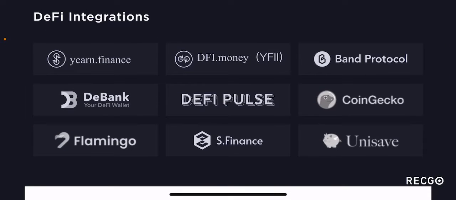DeFi integration. So they have recently partnered with Yearn Finance or DFI.money, which is a clone of Yearn Finance, Band Protocol, DBank, DeFi Pulse, CoinGecko, Flamingo Finance, S Finance, and Unisave. So they are currently partnered with or integrated with these platforms. So they do have a lot of traction within people from this community, so it's a very good thing, right?